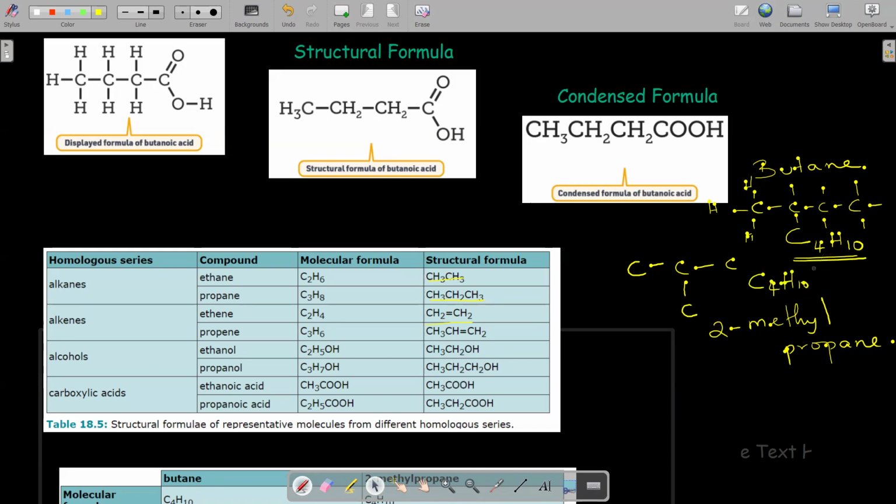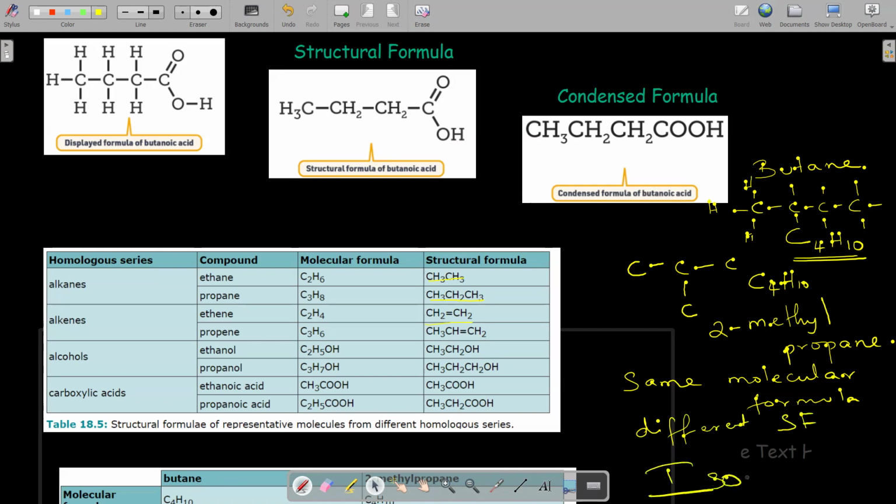So, compounds which have the same molecular formula but have different structural formulae are called isomers. They are called structural isomers. So let's see a few examples. Let's see this example in detail.